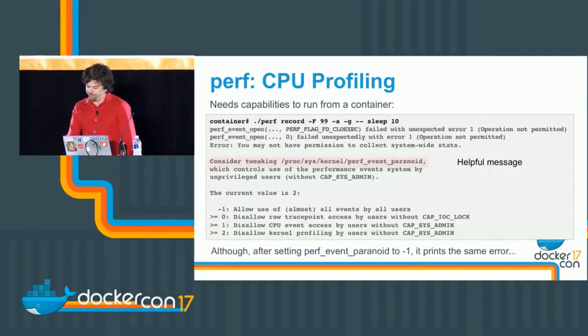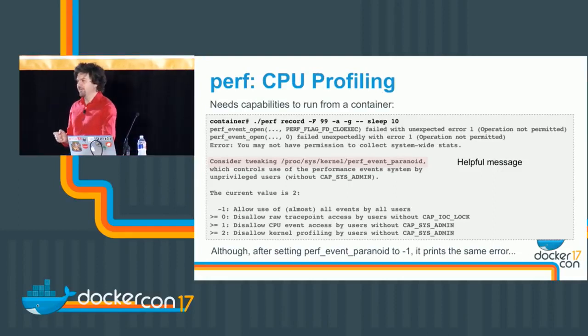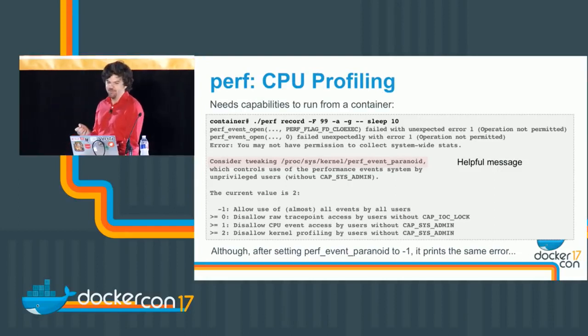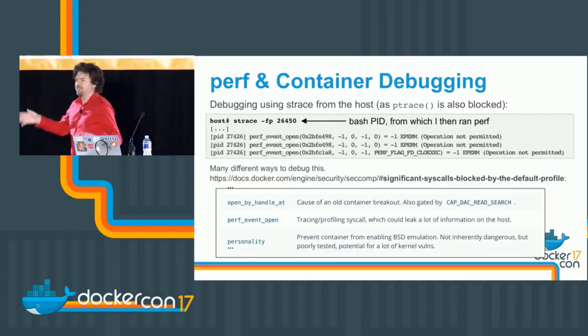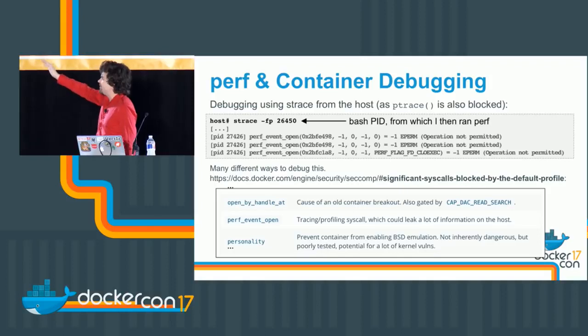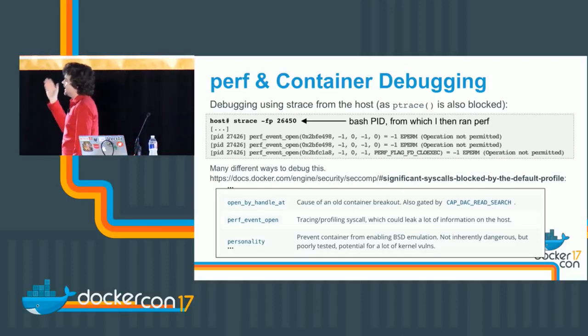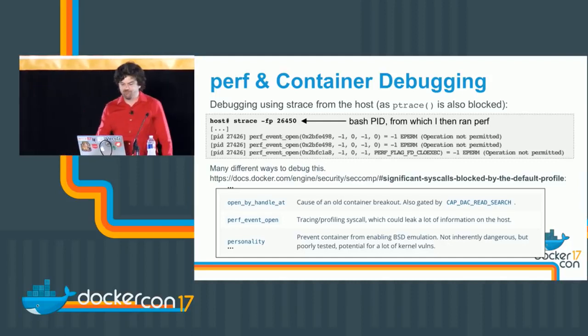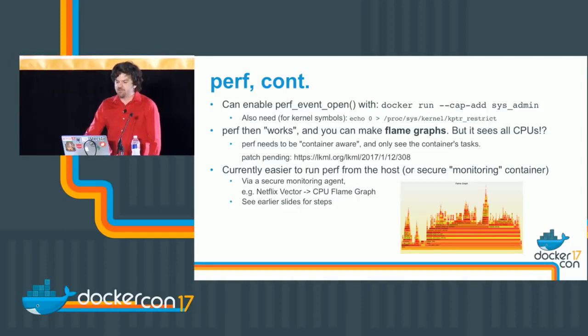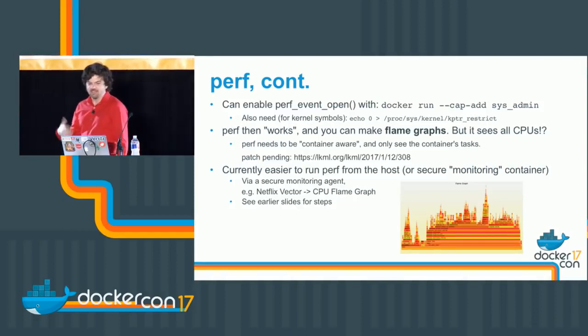Running perf from within the container is complicated, even much more complicated than running it from the host. It initially doesn't work, but at least it gives you a helpful message. If you do some debugging, there's lots of different ways to debug containers. I just ran strace from the host. It shows that the perf event open syscall is blocked, and that's listed on docker.com as significant syscalls blocked by the default profile. So there's ways you can fix it, and I've got that in the slides.